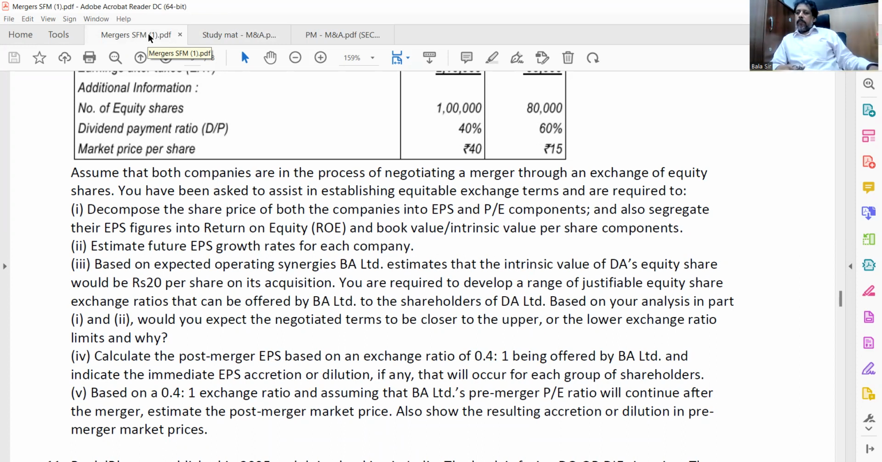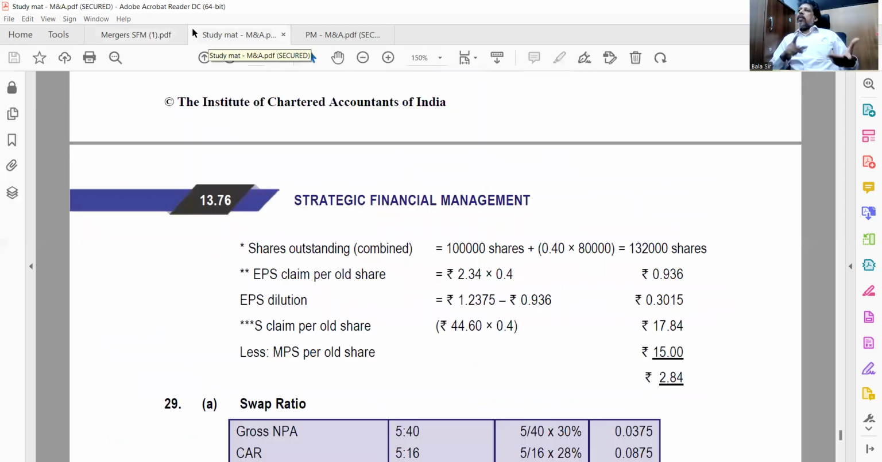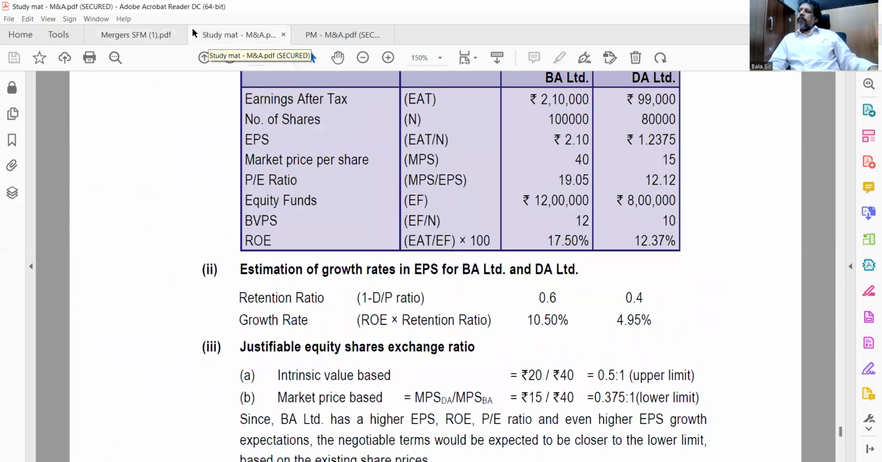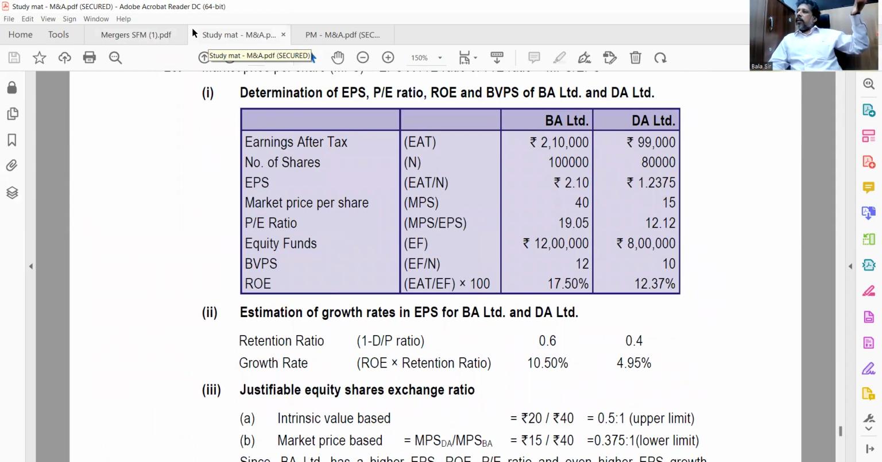See, over here, the intrinsic value of your company is rupees 20. Which is not the same as the book value per share. Refer to the answer to subdivision 1. Let me know what is the book value per share you got for your company. You divided rupees 8 lakh by 80,000 shares, you got rupees 10 per share. So that's why I said intrinsic value is not book value.